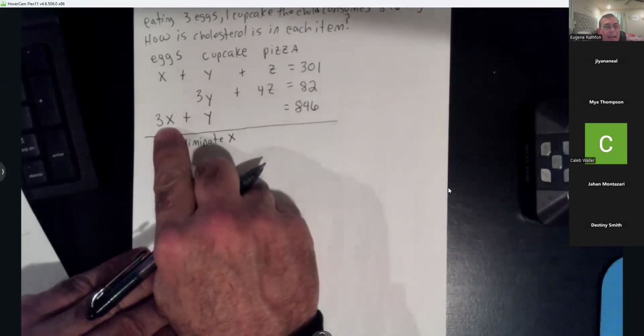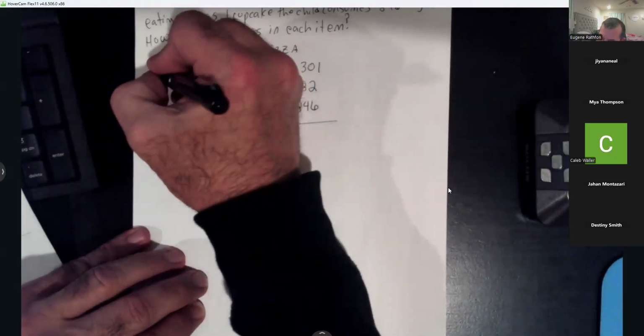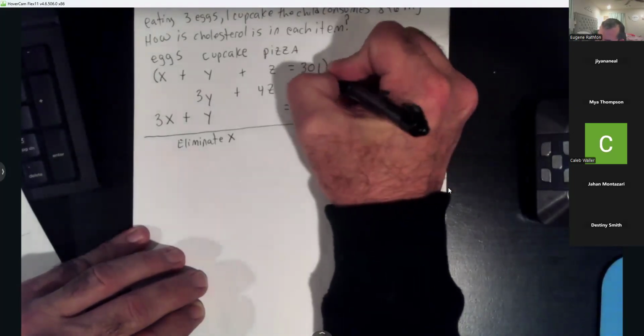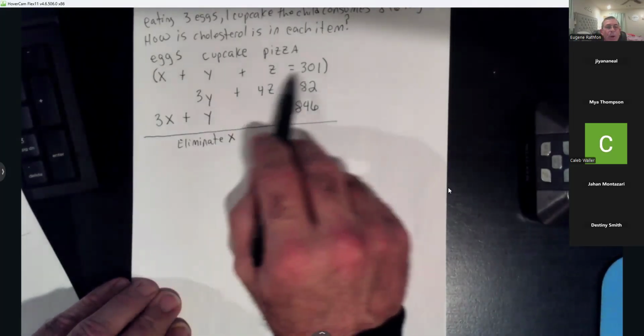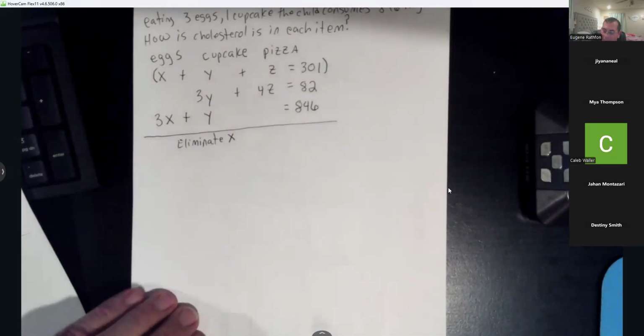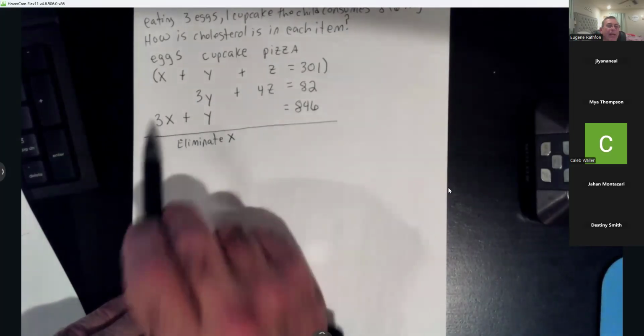So if I'm going to eliminate that 3X, what would y'all multiply this first equation by? If I want to eliminate 3X here.